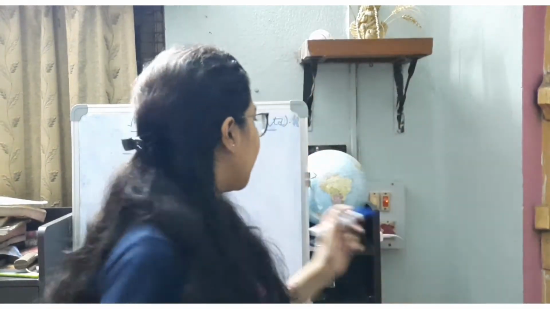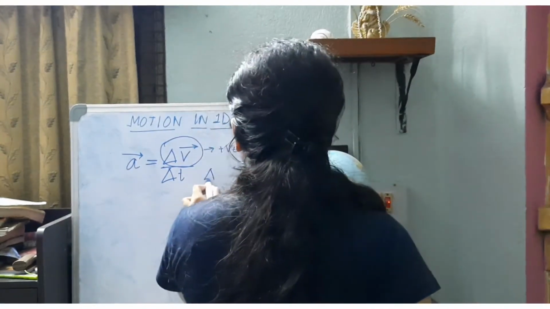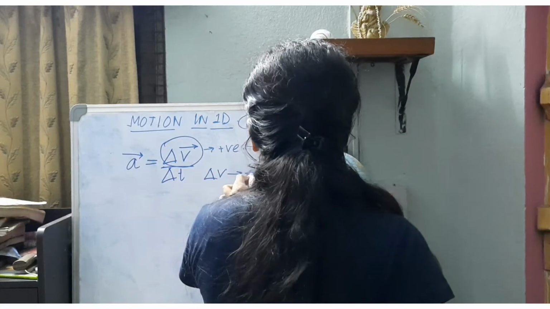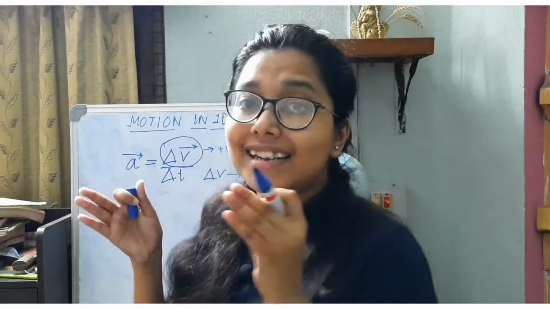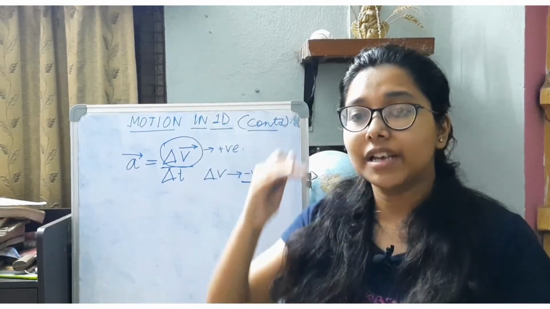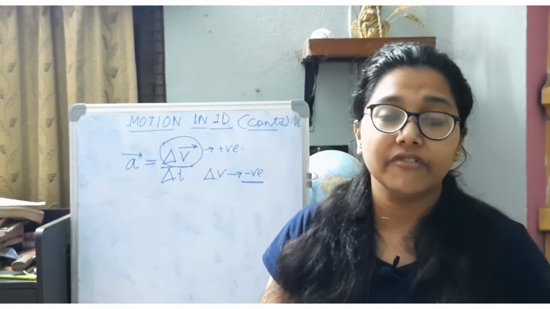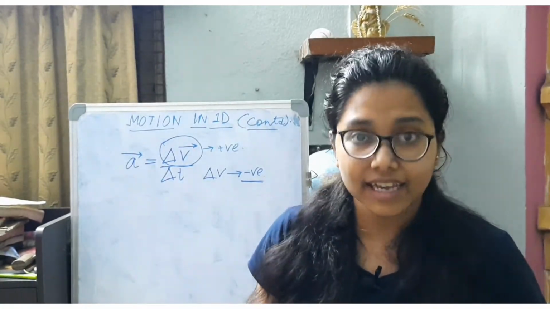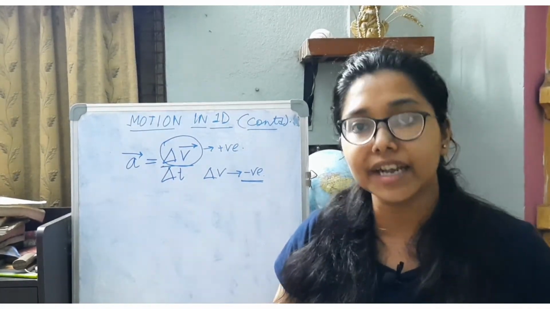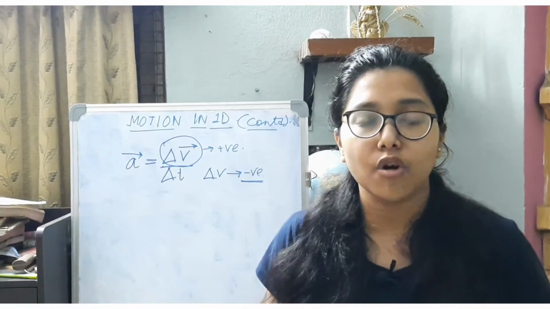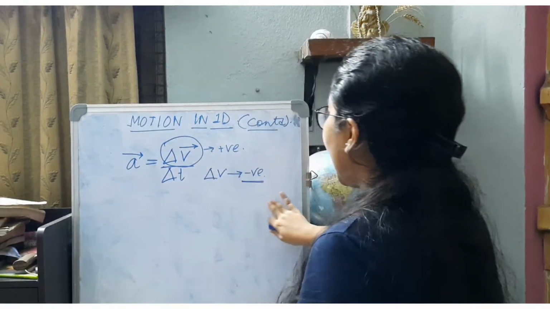Now if I go for delta v and I find that the delta v value is negative, that means the body is decelerating. That means there is a change in the velocity in terms of decreasing, that is, the velocity is decreasing in this particular direction. So it is said to be decelerating, or negative acceleration, or retardation. This is how we determine it.